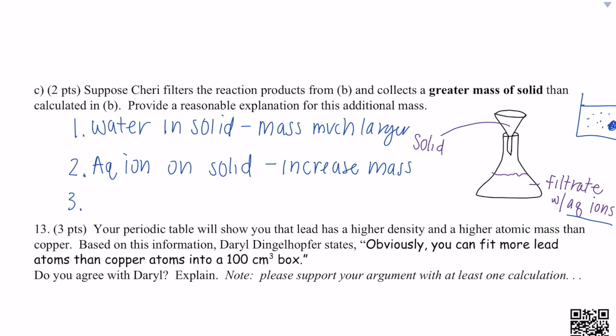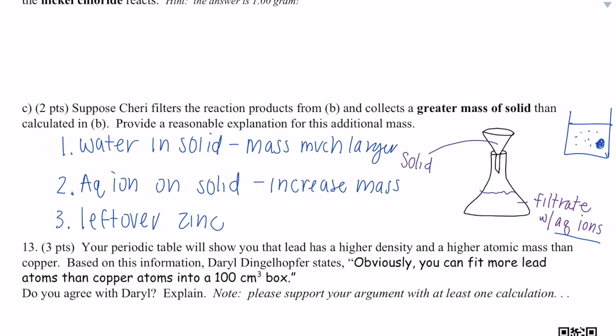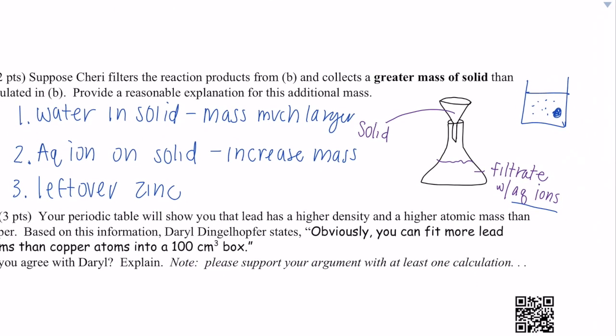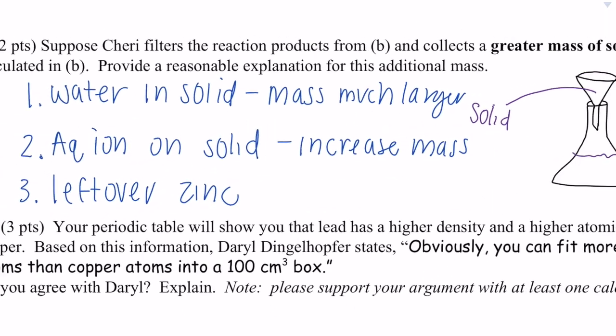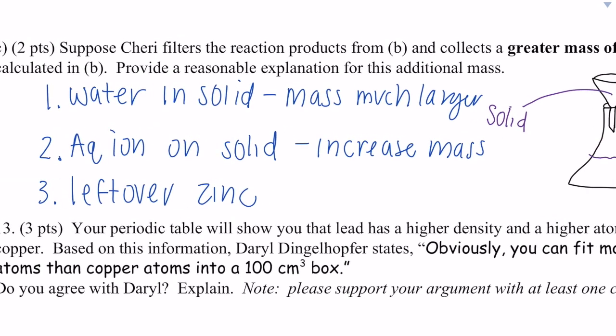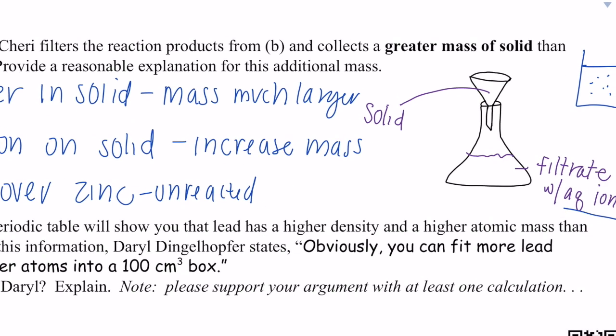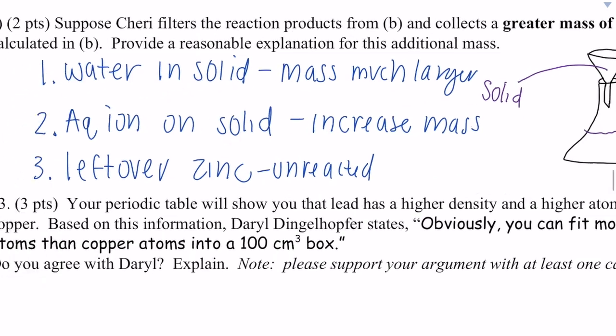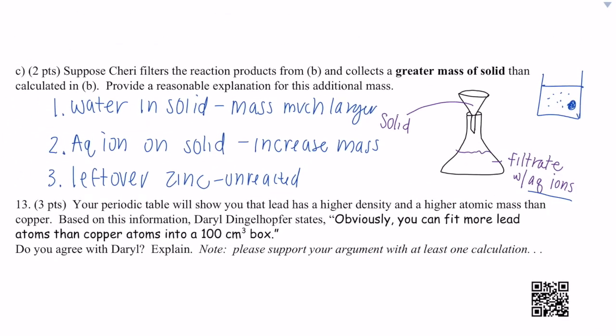The last is there could be leftover zinc. In reaction B, she reacted the solution with zinc solid. And if there wasn't enough or the reaction didn't fully complete, there could be leftover zinc solid in your solid. And this could increase the mass of the solid because it's not accounted for in the final calculated amount in B. So there could be leftover, unreacted zinc. It won't go through the filter because it's solid, and it'll increase the mass of your solid. And that is three reasons why there could be this additional mass.